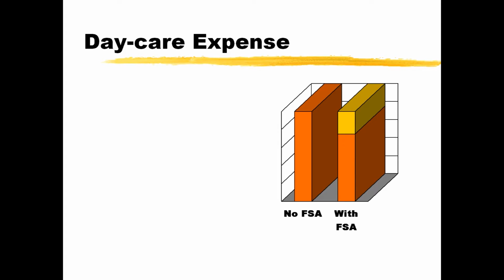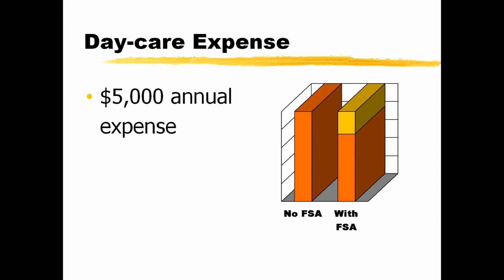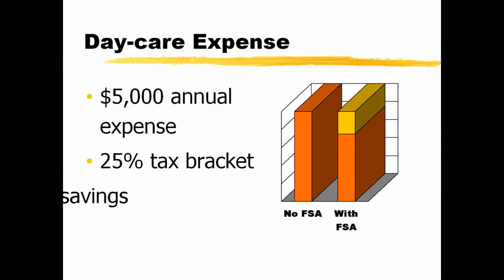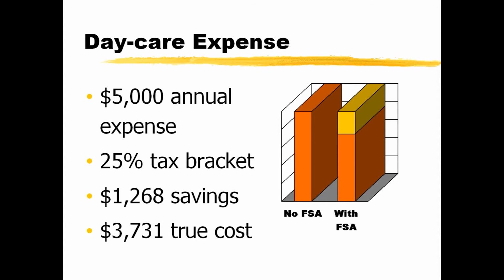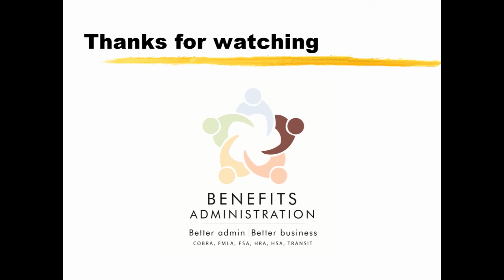Daycare is very similar to that in that you'll have a $5,000 eligible amount that you could run through to the account. So those that are in a 25% tax bracket, it creates almost a $1,300 a year savings. So instead of the daycare costing $5,000, it really brings your daycare cost down to about $3,700.